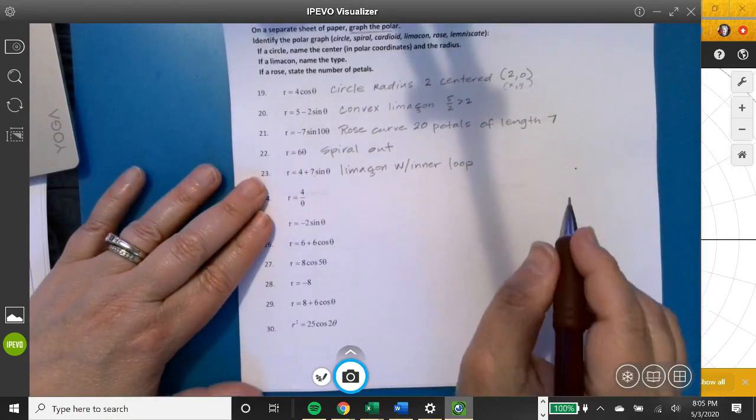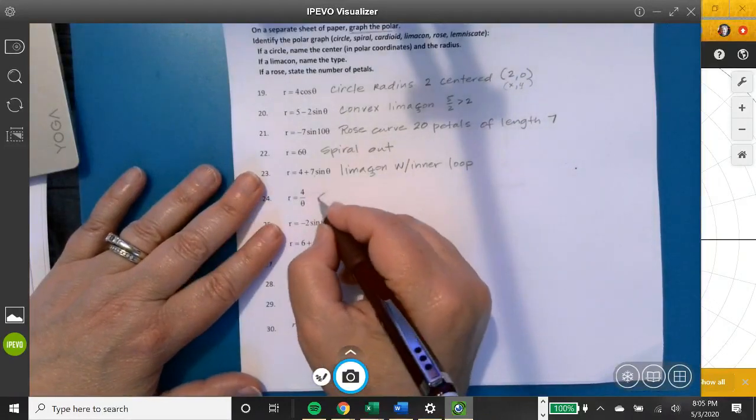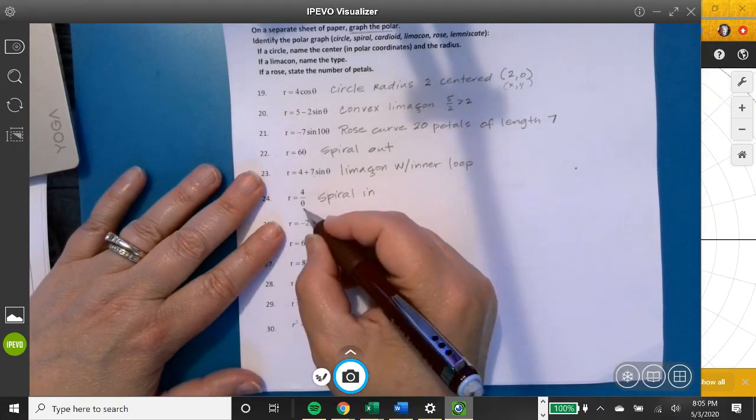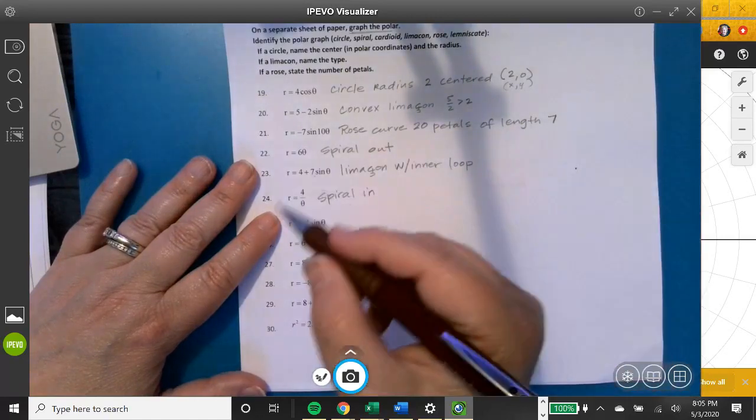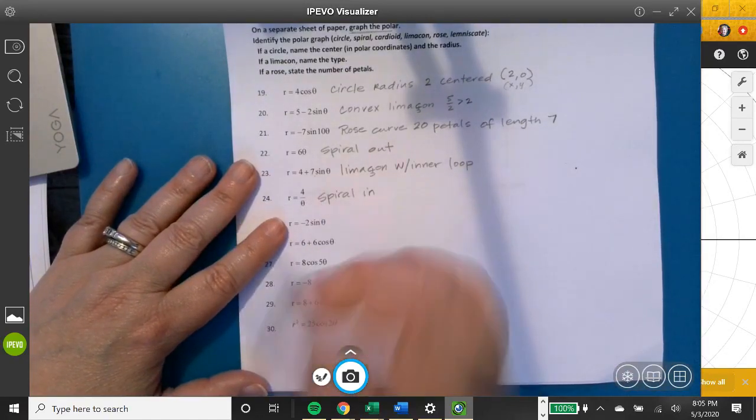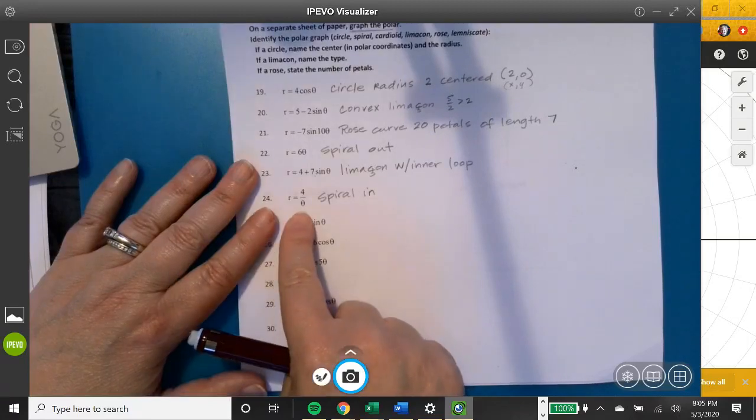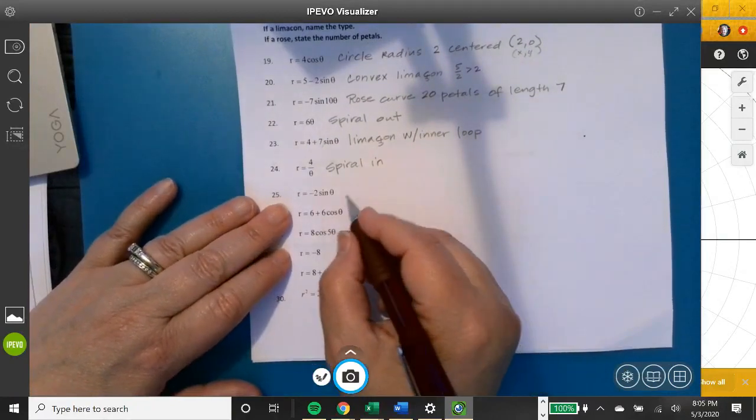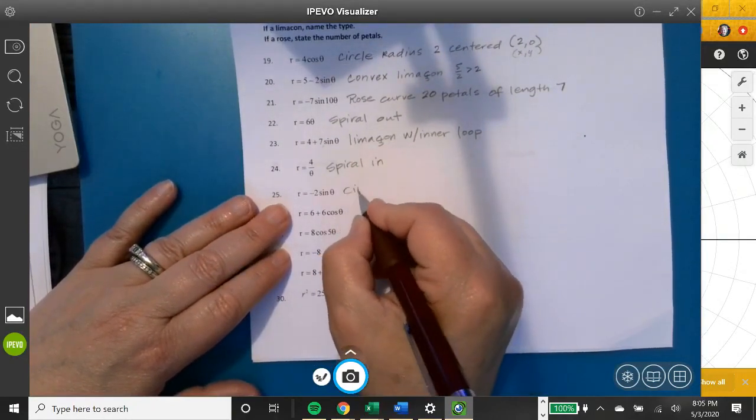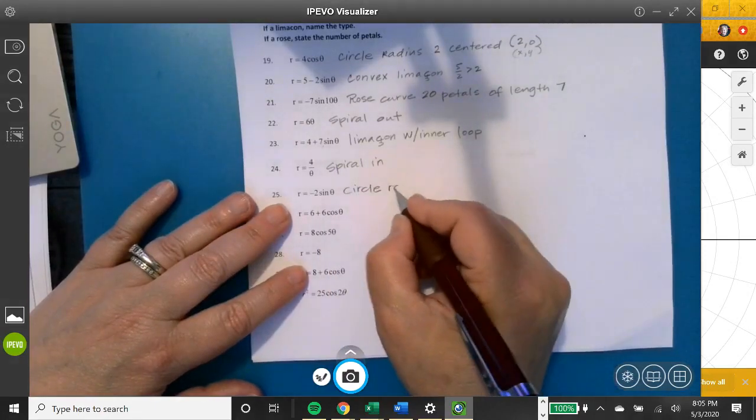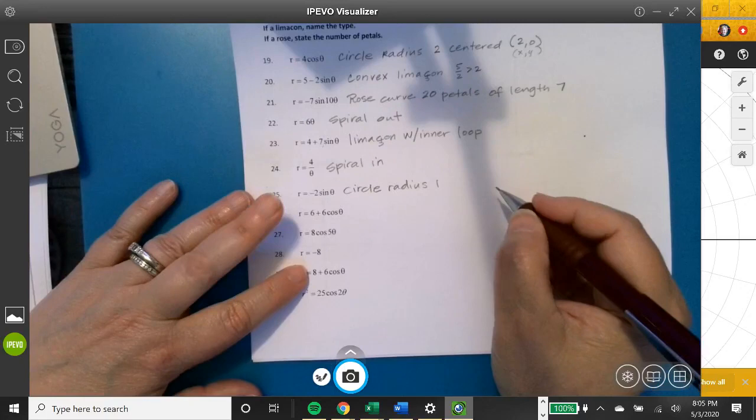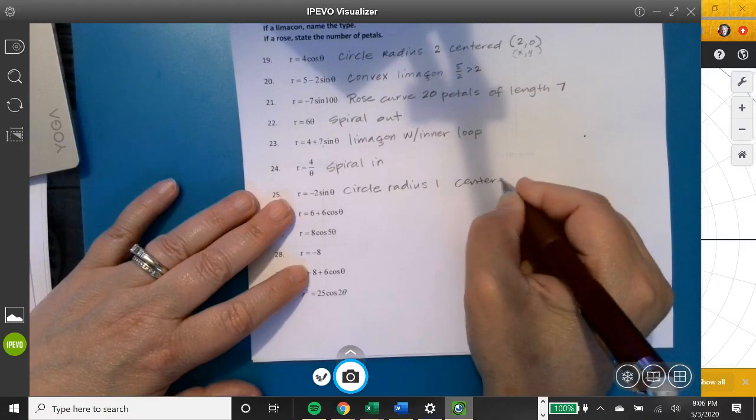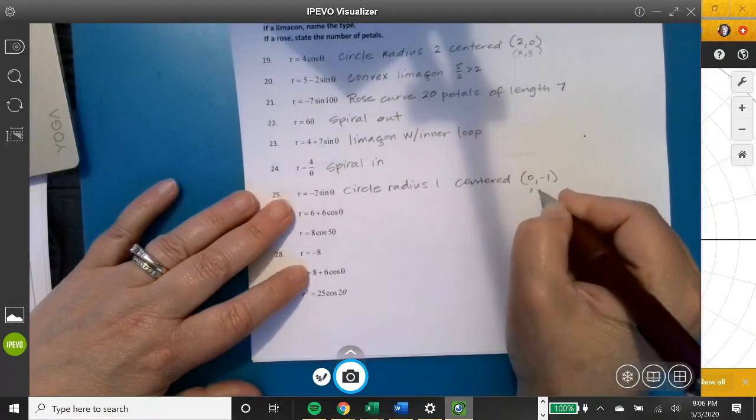R equals 4 over theta. Well, what happens? This is a spiral. And this is a spiral in, because when theta is 0, r is huge, and it spirals in, and it will never get to r equals 0, because as theta goes to infinity, this approaches 0 but never reaches. So this is a spiral in. R equals -2 sine theta. Well, that's a circle of radius 1, and that's below the polar axis, and it's centered at (0, -1) if I'm using x and y coordinates.